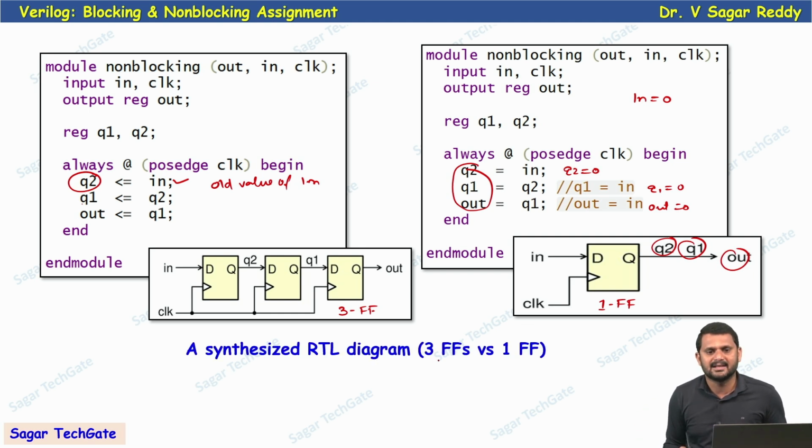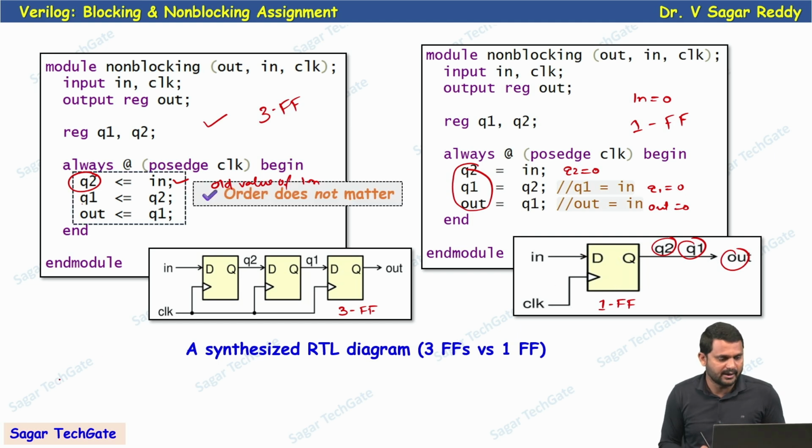So now see a synthesis RTL diagram. For this code, we have 3 flip-flops. Whereas for this, we have only 1 flip-flop. I hope you understand. Clear? So now, if you use a non-blocking, it infer 3 flip-flop. If you use a blocking statement, it infer only 1 flip-flop. Clear? So now see another example.